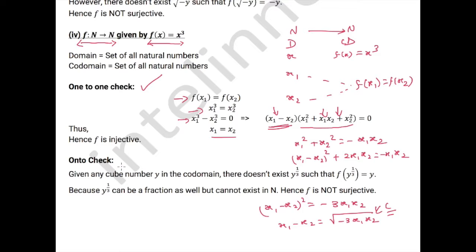Whether it is onto, it cannot be onto, because for any number in codomain, any natural number, let's say I have number 7, there doesn't exist a number here in domain which is 7 power 1 by 3 or cube root of 7, because cube root of 7 will be a fraction which is not part of N. Thus it is not onto.